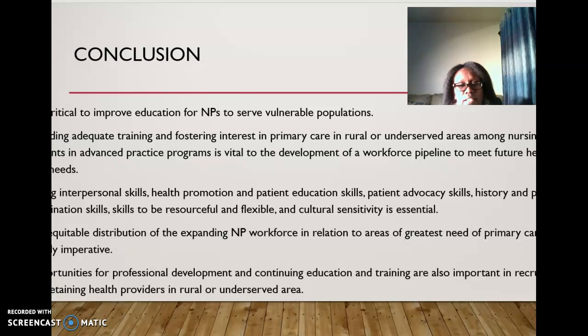And I feel that vulnerable population is one of the populations that we really need to focus on when we start working as a nurse practitioner.